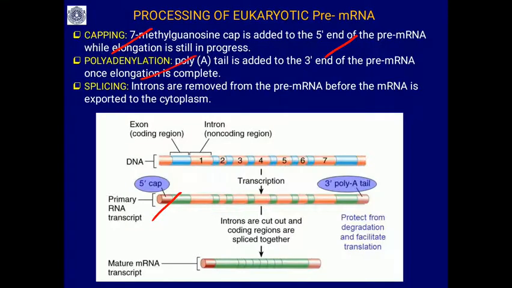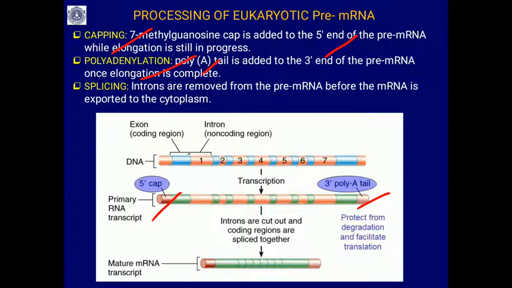Then there is polyadenylation, the poly A tail. A poly A tail is a short tail added at the 3' region, which consists of nucleotides having only the adenine base. That's why it is called poly A tail. It is about 20 to 200 nucleotides in length. The addition of this poly A tail at the 3' region is called polyadenylation.